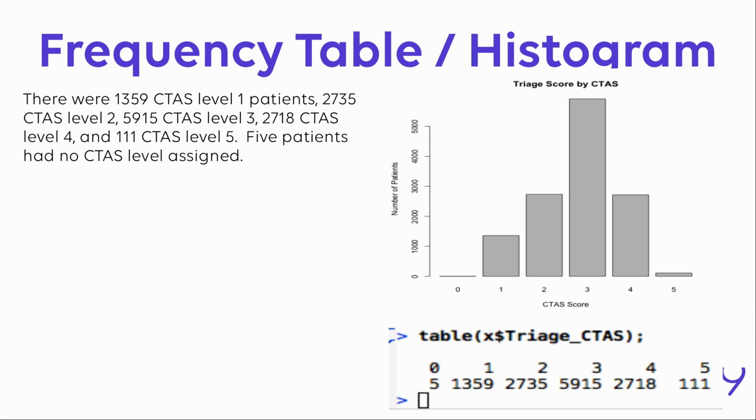Or we could present this very beautifully as this CTAS score versus number of patients histogram. And we see very simply the 5 levels of the CTAS score and the number of patients. Again, for your reader, this will be much easier to understand.